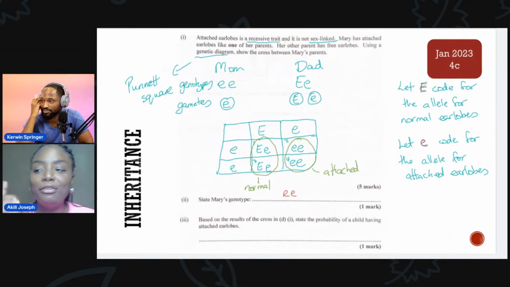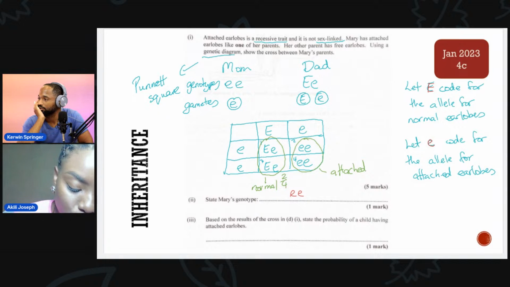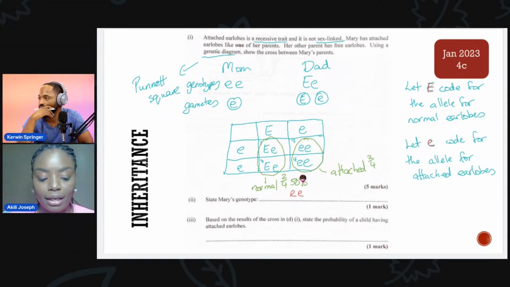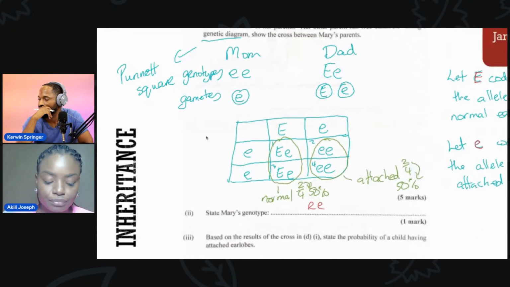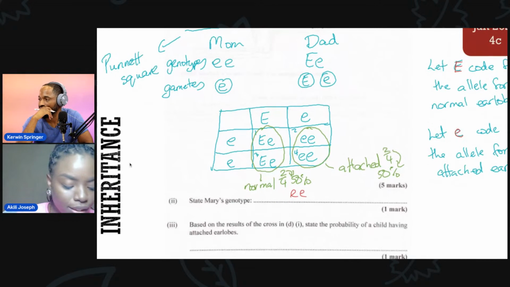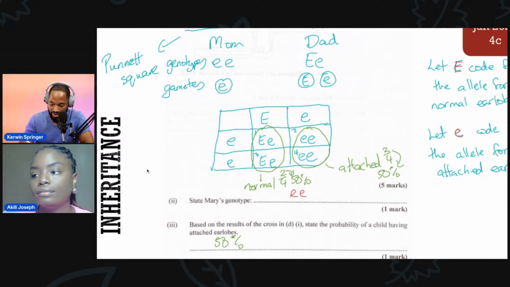Before we get to 50%, just to say how we get 50%, these are the 4 possibilities, right? 2 out of the 4 possibilities allow you to be normal, and 2 out of the 4 possibilities will allow for the attached earlobes. So that means you have a 50% chance of having normal earlobes and a 50% chance of having the attached earlobe. So the answer, based on the results, the probability of a child having attached earlobes is going to be 50%. All right, next slide.